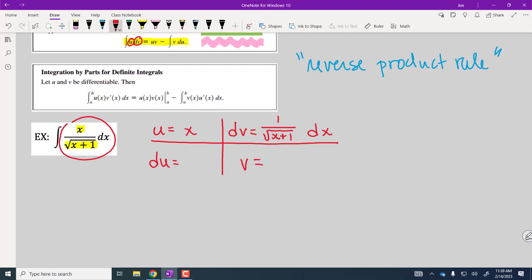So we take the derivative of x, that's just 1. So we get 1 dx. Now we have to integrate this thing over here, so let's come off to the side. We're going to integrate, and it's always easier to write it with a negative exponent. Let's see what happens here. So we're integrating that, so we just use the power rule. So this will be x plus 1 to the positive half, dividing by positive 1/2.